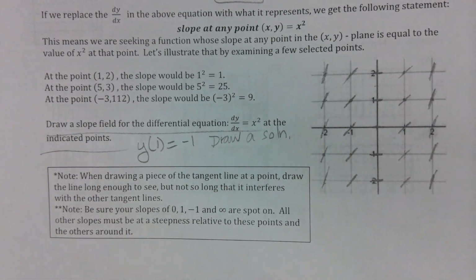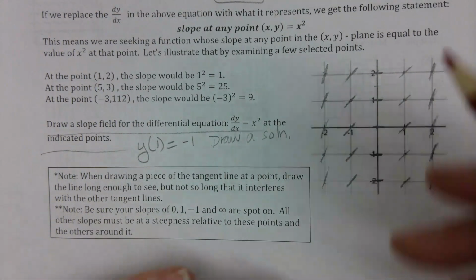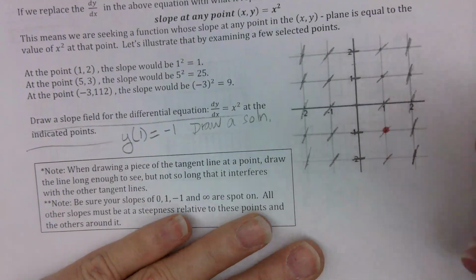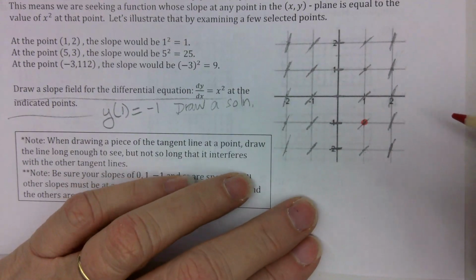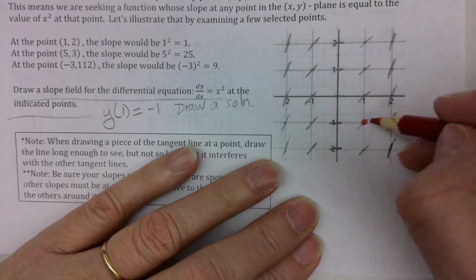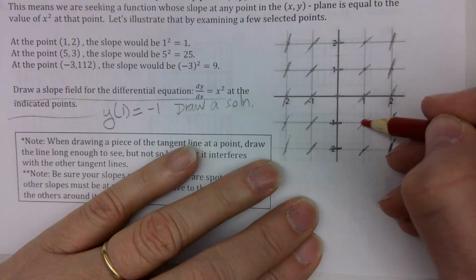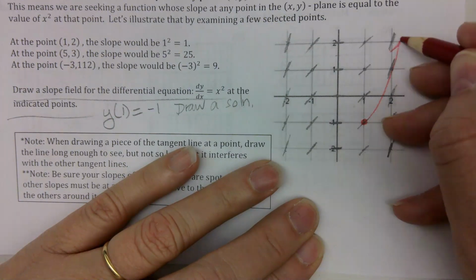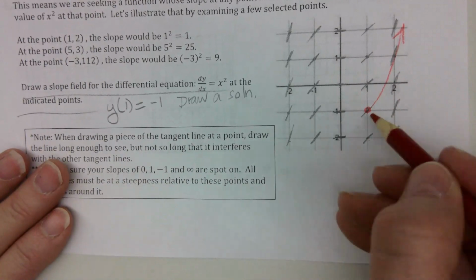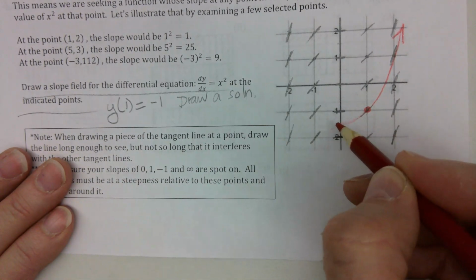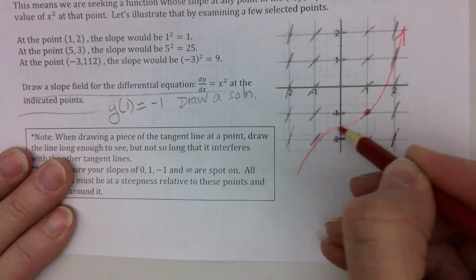So I'm going to draw that in red. If y of 1 is negative 1, that will be on my curve, right? And then if we follow the slopes on the right side, what do you think this curve is going to be doing? Going up, heading up to the right. And as we keep going this way, what do you think is going to happen? Going down. It's going to end up going down to the left.